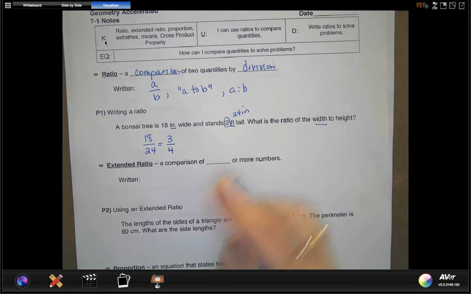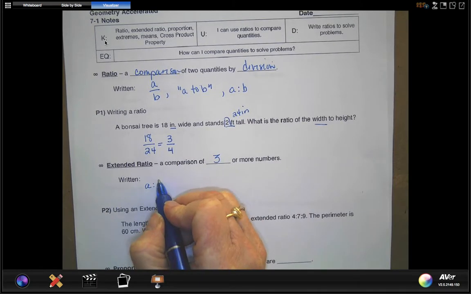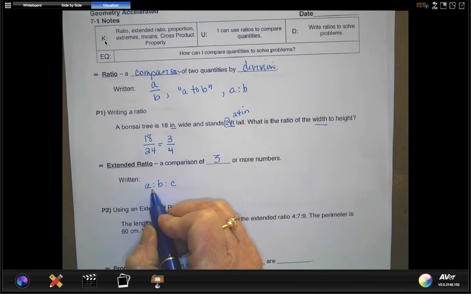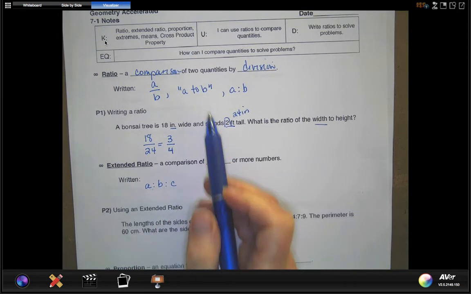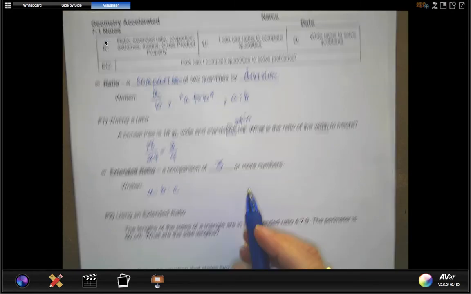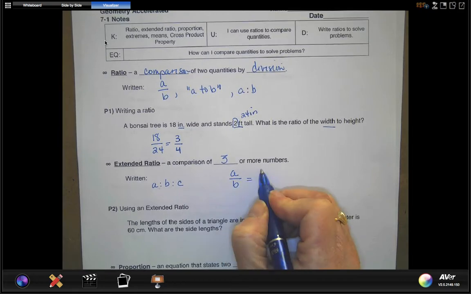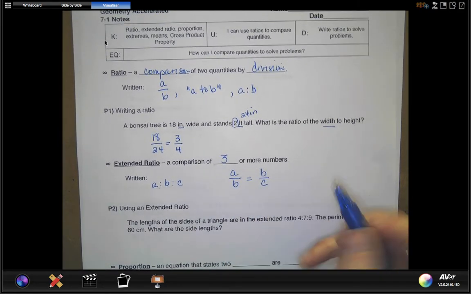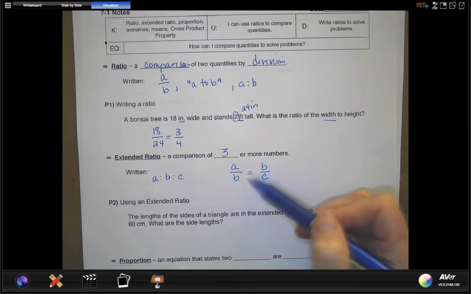An extended ratio is a comparison of 3 or more numbers. So we can write it as A colon B colon C, which is like A to B to C. We don't really write it out like with the 2's when we have 3 of them like this. You can also write it like this. So this would also be an extended ratio. If you can see there, I've got the B's in the same place.